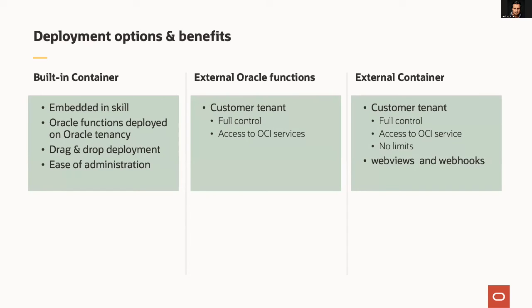The other option is to use an Oracle external function, and there is a property configuration setting for that. Here, the function will live in your tenant. It will not live in the Oracle tenant. It will live in your tenant, which means that you have full administrative control. You also have full control of the OCI services that you want to access.